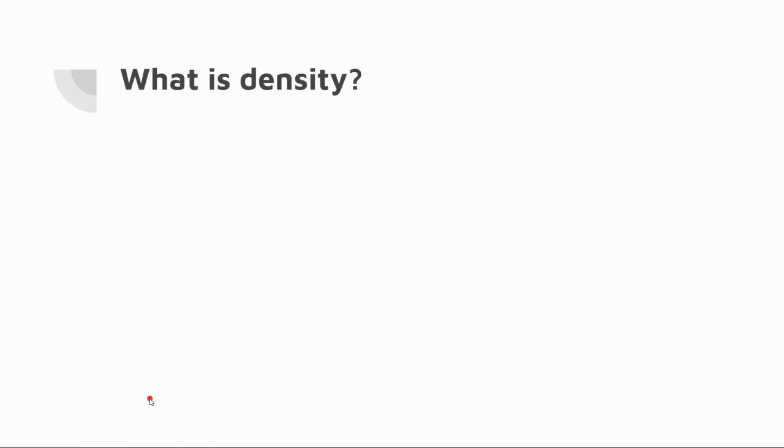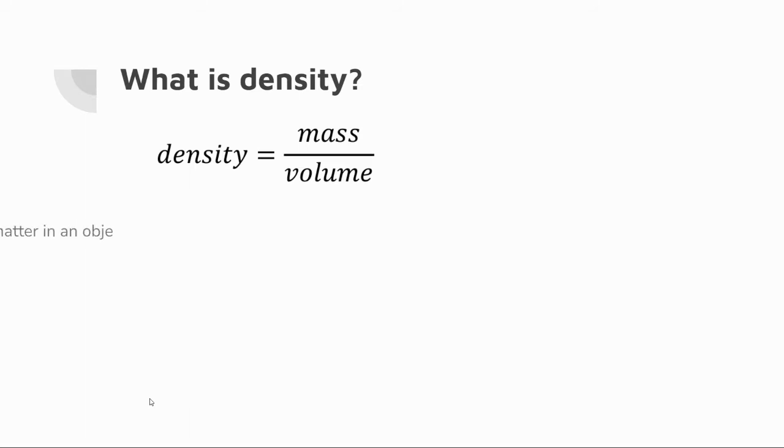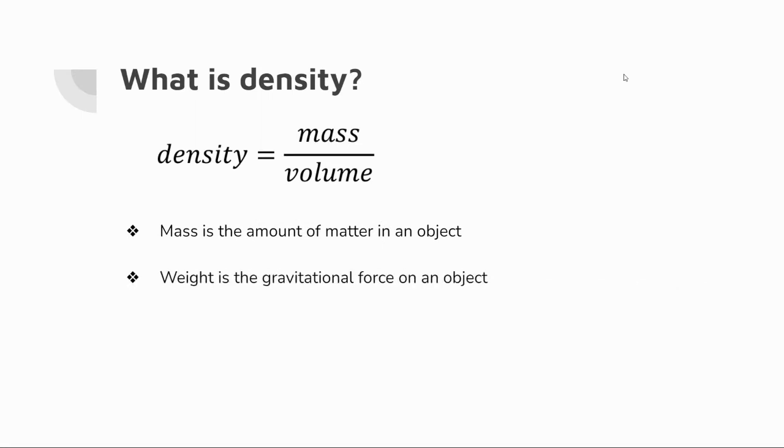To understand how hot air balloons work, we have to first understand density. Density is mass divided by volume. Mass is essentially how much stuff there is in an object, and volume is the amount of space it takes up. Matter is essentially the amount of stuff.